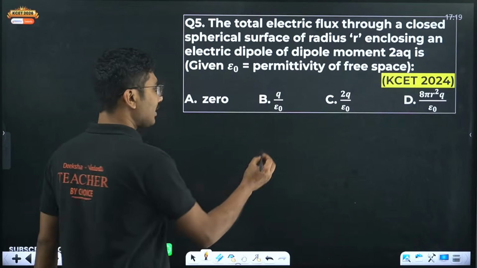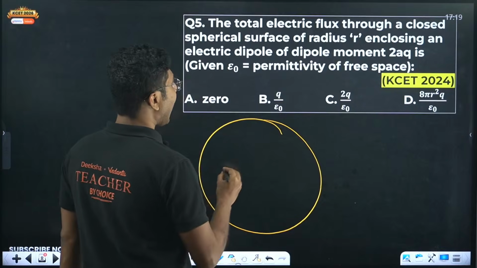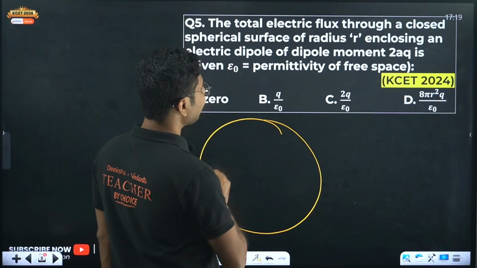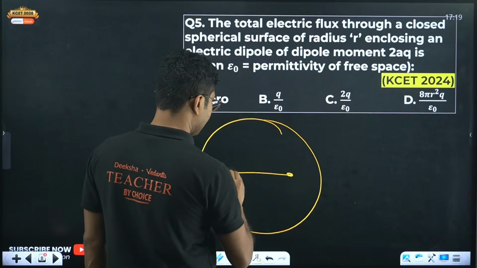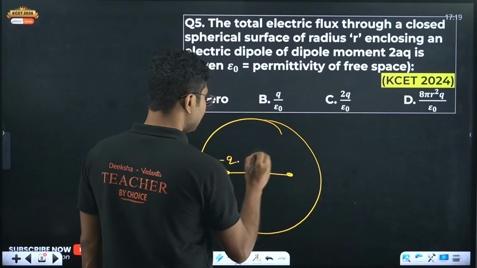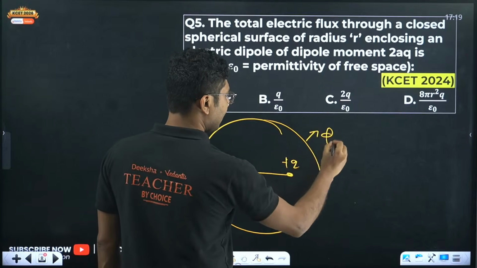Here the surface is a closed surface, and it encloses an electric dipole of dipole moment 2aq. It is completely enclosed inside the surface. So what is the electric flux? What is the flux here?